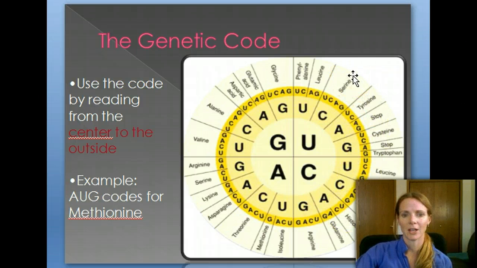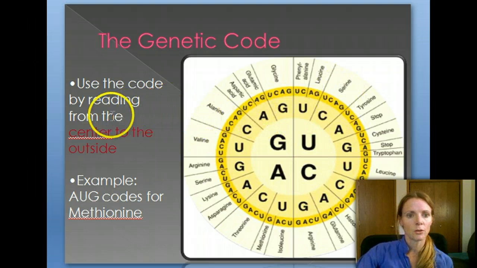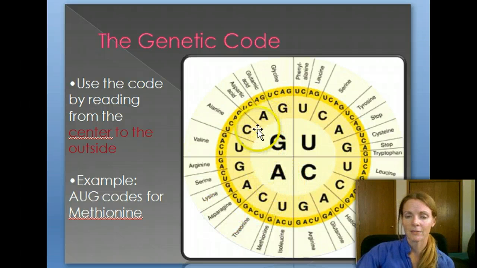So here's a genetic code. I want you guys to just get used to seeing this. You use the code by reading from the center to the outside, okay? So basically, remember, we have these bases. We have A, C, U, and G. Okay, there's those four bases there, okay?